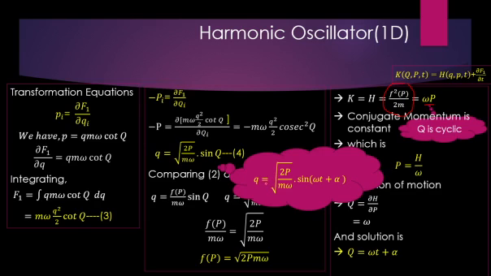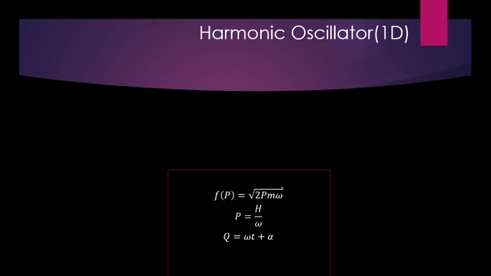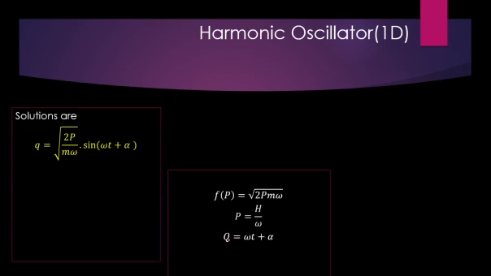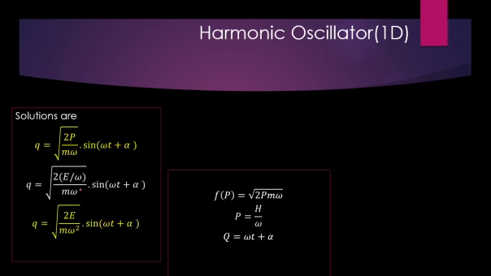A solution of a problem means we must know both the coordinate and the momentum. So the coordinate has already been obtained. Now we need to find out the momentum. So how do you get momentum? You have the equations f of p and H is equal to omega P, and Q is already found as omega t plus alpha. So instead of capital P, I can also write it as E by omega from this relation. So it becomes 2E by m omega square. That way also you can write it down, which is the usual expression for the harmonic oscillator.